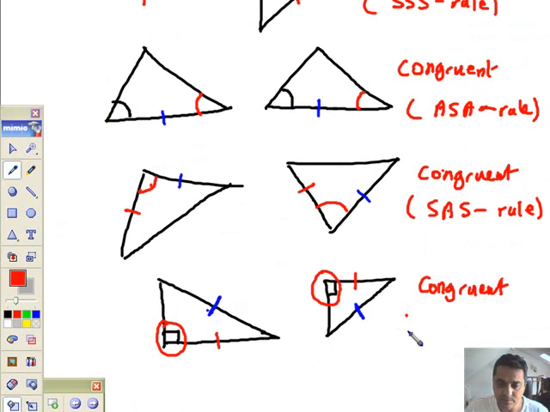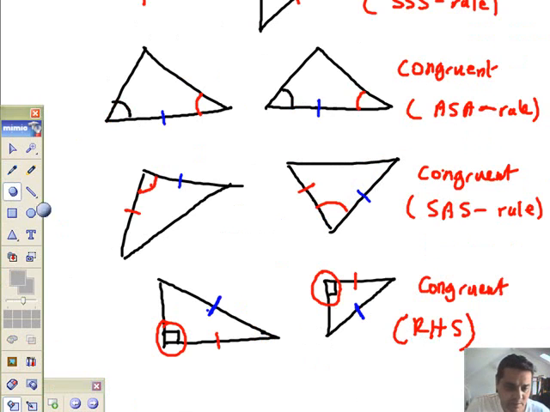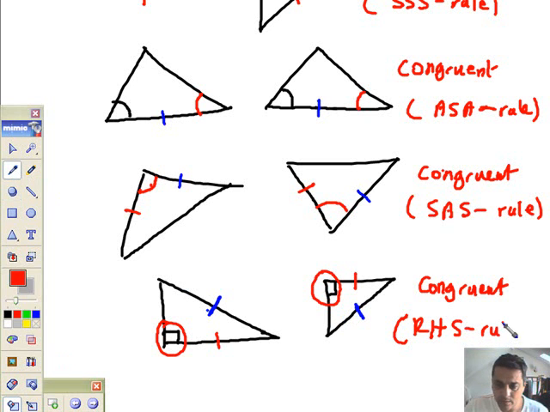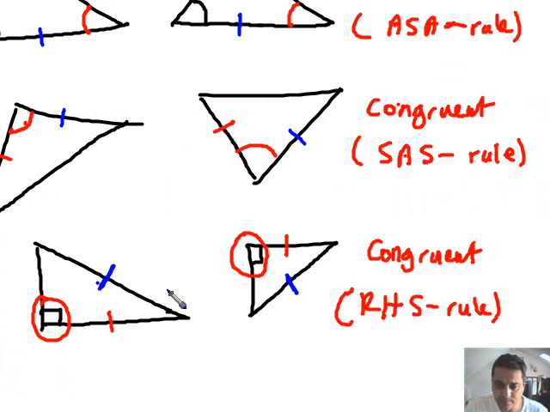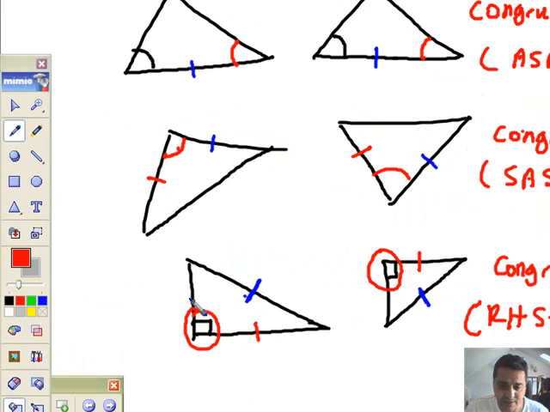And the rule is right angle, hypotenuse, and any other corresponding side. Alright? So that's the rule. Let's put the word rule in, because this is in fact a rule. It's the RHS rule. And that stands for right angle, hypotenuse, the longest side, you've been given that, and any other corresponding side, so this one and this one, or this one and this one. You don't need all three sides, just any one of the extra corresponding sides other than the hypotenuse.